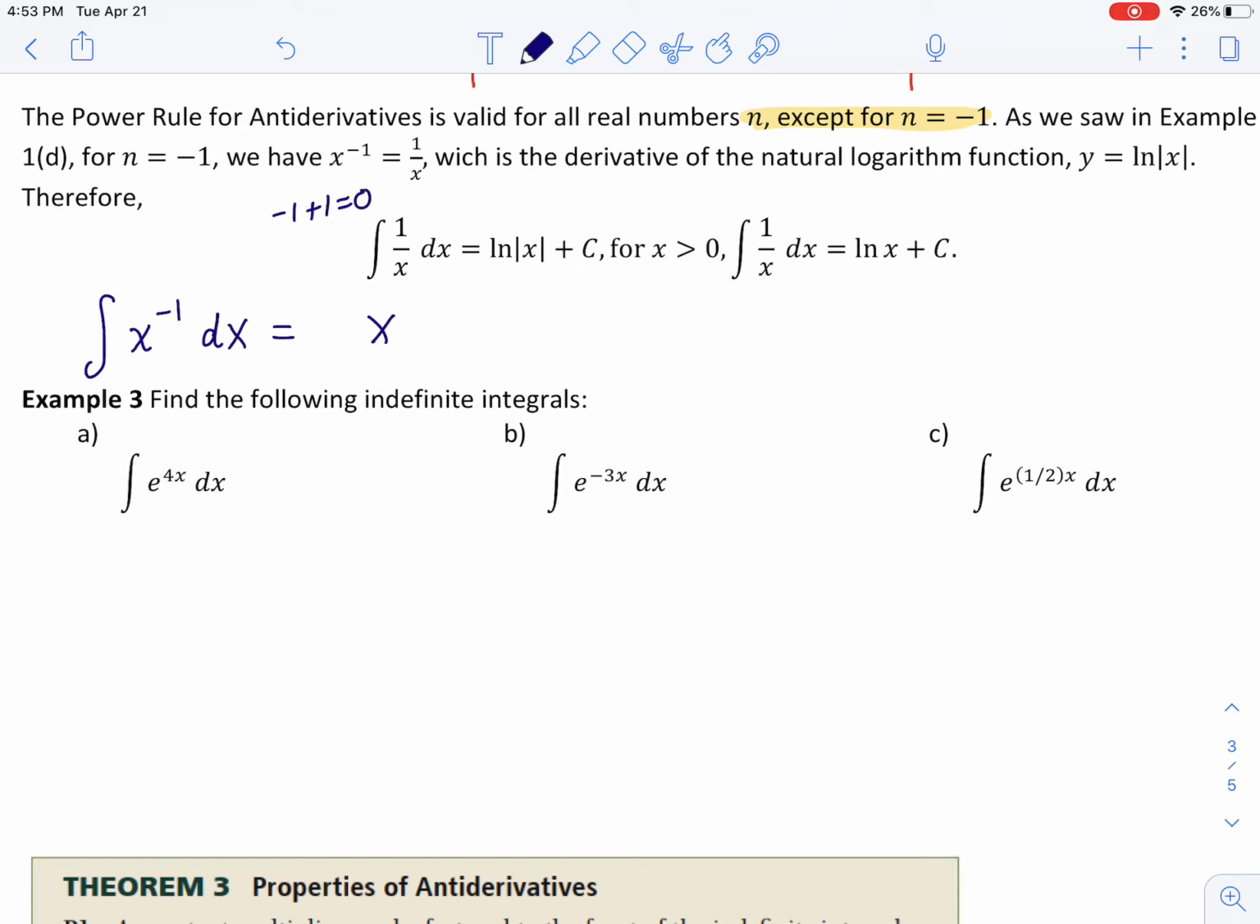I mean, why not? Let's take a look. What if you have x to the negative first as the integrand? And let's try to apply this power rule. What do you do? You go up by 1, right? You go up from negative 1. So what's the new exponent? The new power is 0. And then you're going to try to divide by the new power of 0. And then even if you try to put c there. But here's the thing.